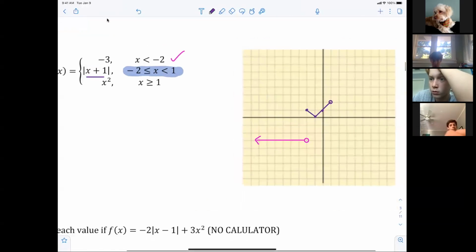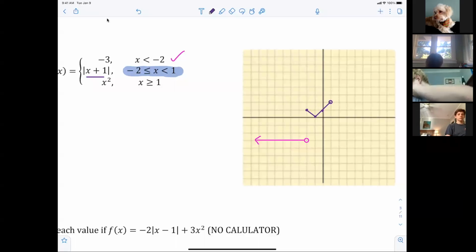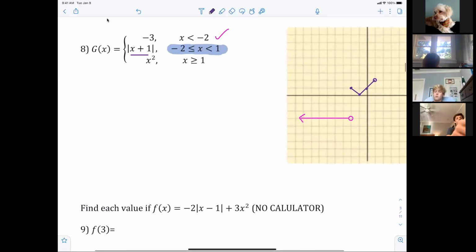Is everybody okay with that? What? I plugged in -1. So -1 plus 1, absolute value of 0. Does that make sense now? Because -1 was between -2 and 1. I just did them in order. Right. So I think I understand your question now.